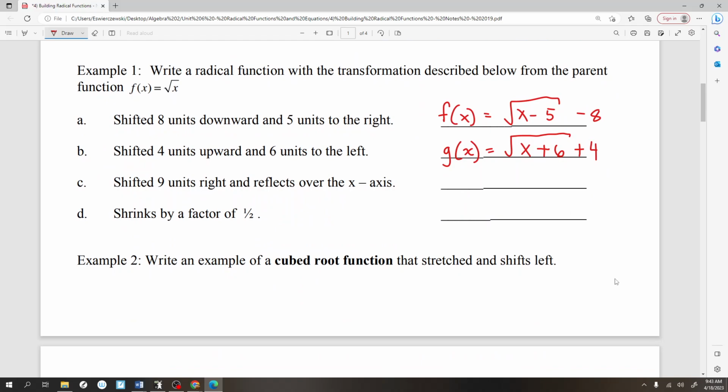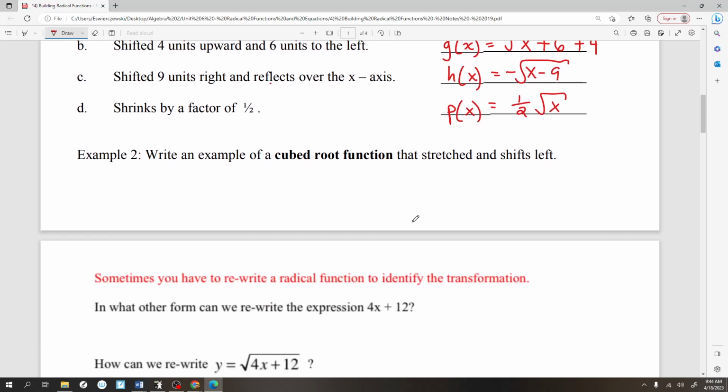C, shifted 9 units right and reflected over the x-axis. So this would be, let's say, h of x equals the square root of x minus 9, and then reflected over the x-axis, so there will be an a value of negative 1. So I'll just put a negative sign in front of that. Shrink by a factor of 1/2. So we'll say, I'm running out of letters, p of x equals 1/2 the square root of x.